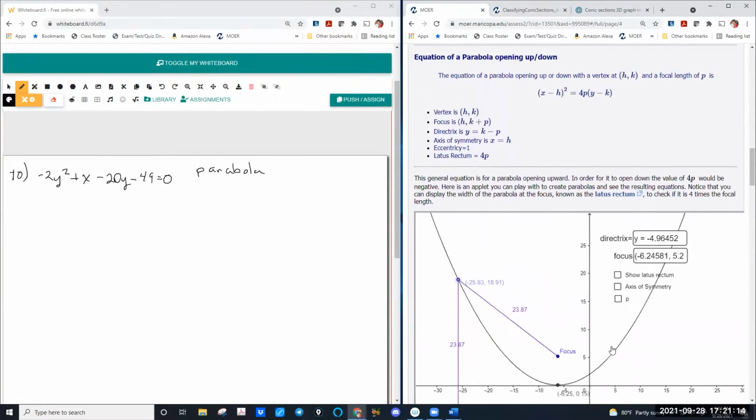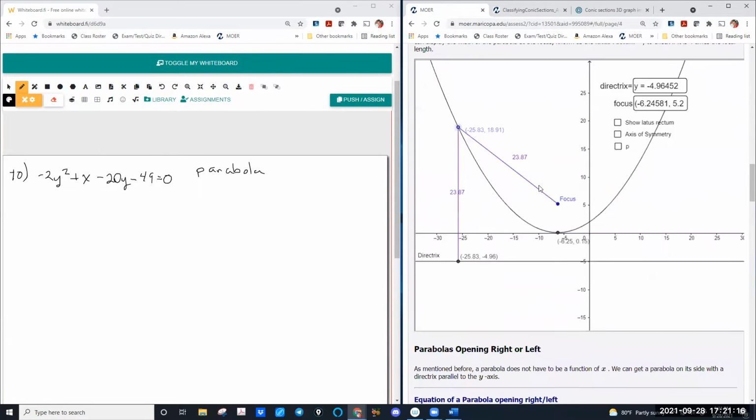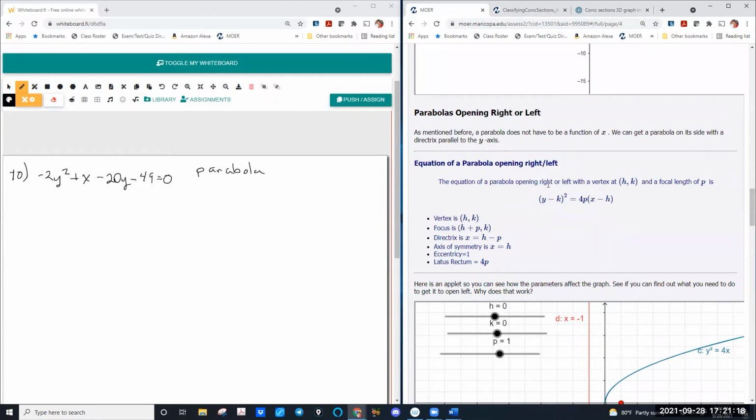All right. Now, we said we're going to have a parabola opening left and right. So here's the general form. Now, your goal is to rewrite the parabola in this general form, because once we have it in this general form, everything is right here for us.